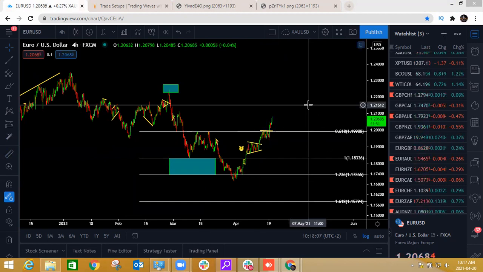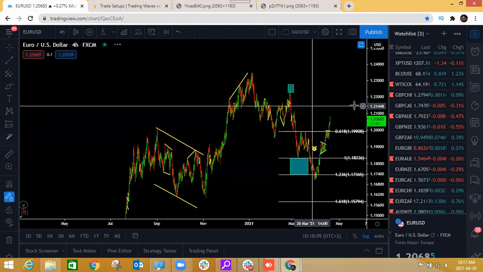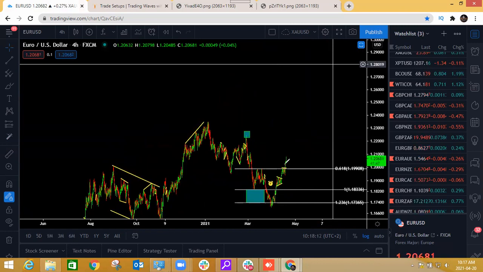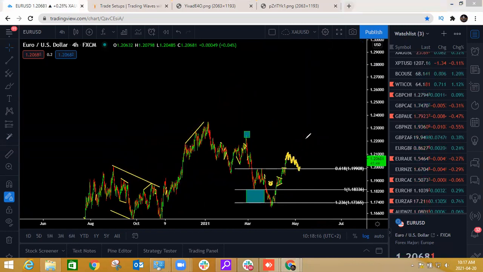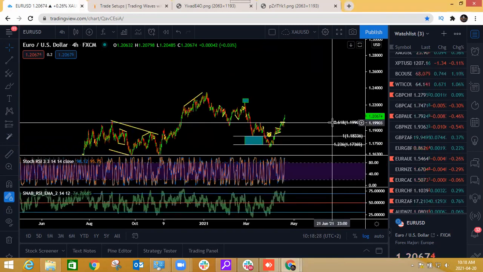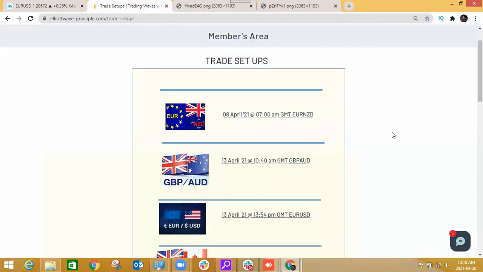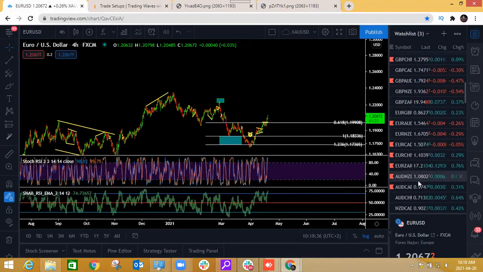So the next target on euro US dollar, if we start getting a corrective structure from current levels or a little bit higher, we'll be looking to take it back to the previous high at 123, 124. Okay, so let's see if we're going to get that, and then we're going to continue to the upside. That is euro US dollar. So the trade is still in play. Let's go to euro New Zealand.